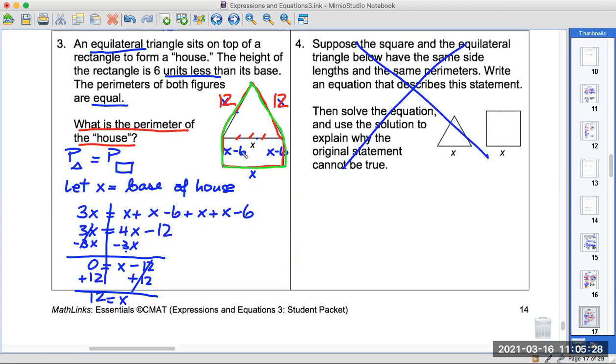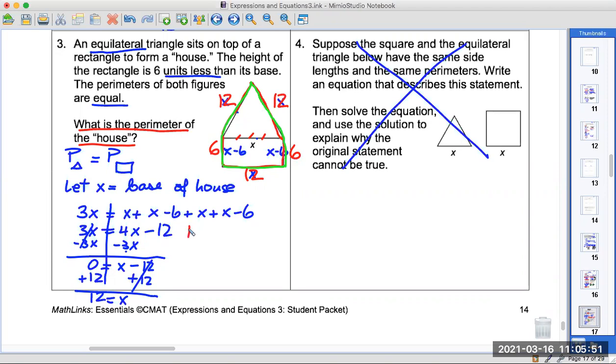So we need to figure out what each side length is. Well, this is 12 because it's labeled x, but now what do we have down here? That's 12. That's an x, and it says x is 12. But this is x minus 6, so that's a 6, and that's a 6, because 12 minus 6 is 6.